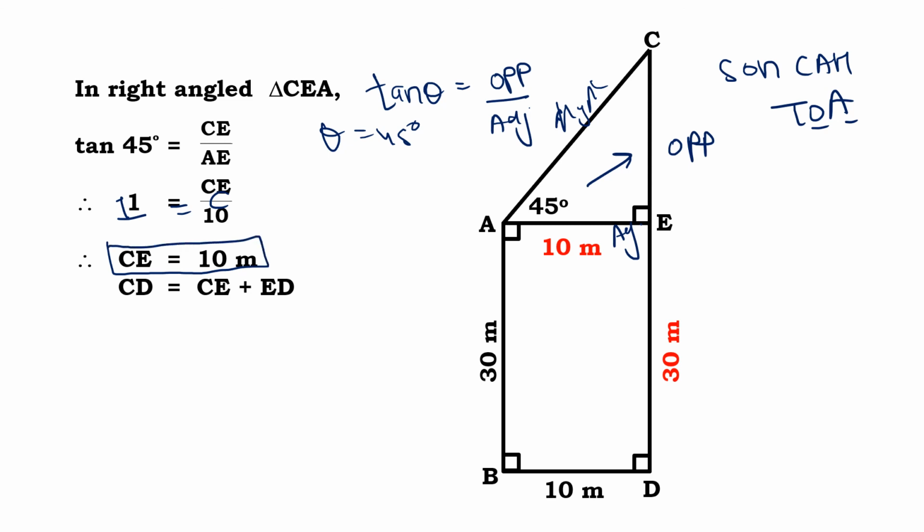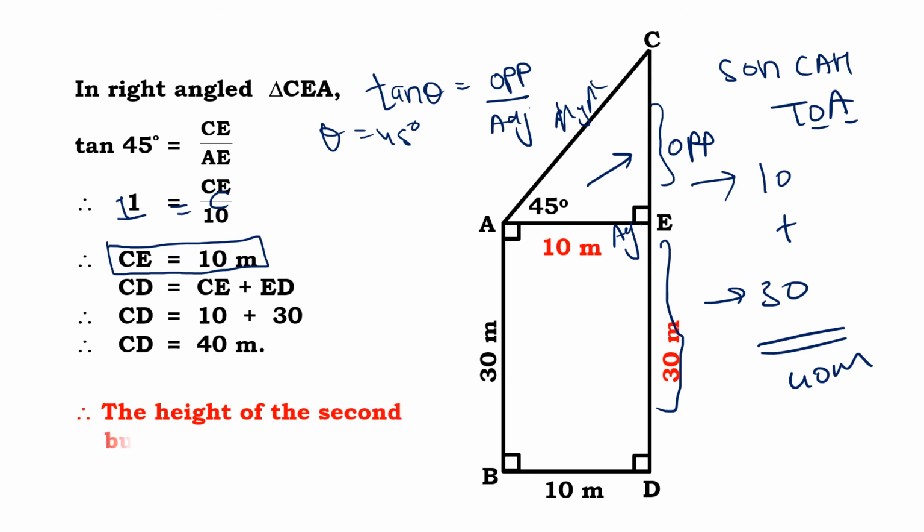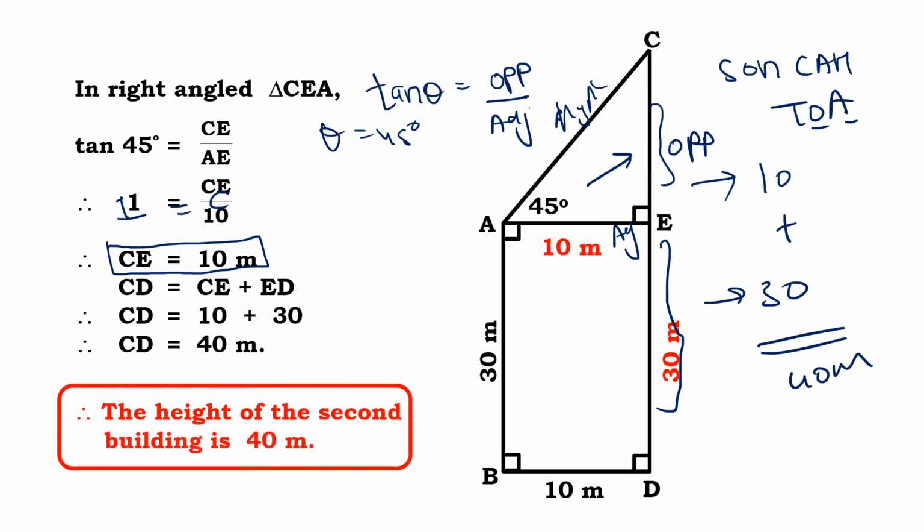Now as I told you, we will add these two heights, this part and this part. This part we got 30, right? And this part we got 10. The total height of the building will give you 40 meter. So finally we will write down our answer that the height of the second building is 40 meter.